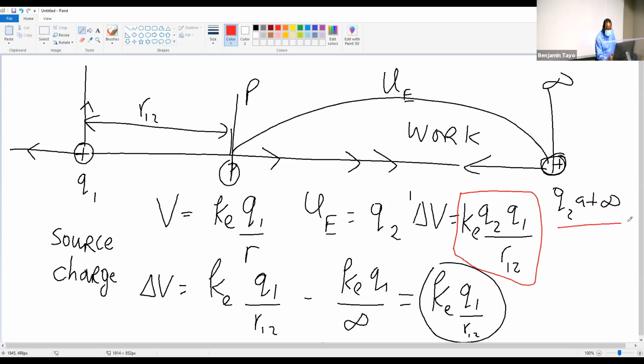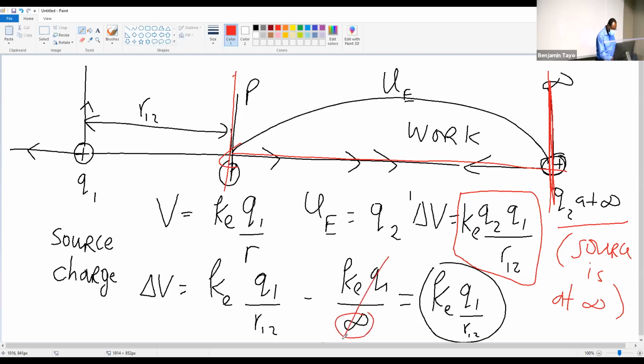So in this case, we assume that the source is at infinity, and then you want to move this source from this point to this point. So you need to calculate the potential difference between point P and point infinity. Now at infinity, when you put R equals infinity, this will just give me 0. And so you end up with just this first term. So if you multiply this by your Q2, you end up with this final result right there.